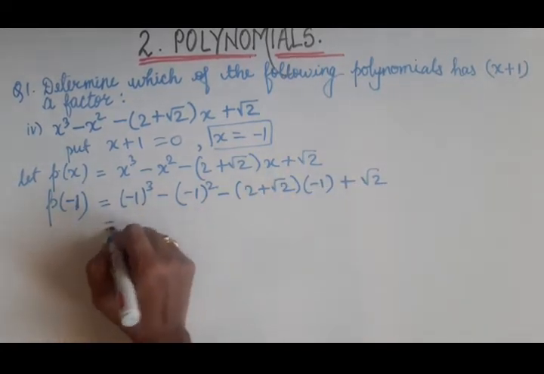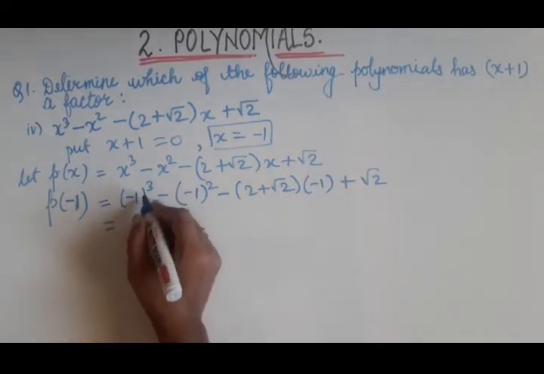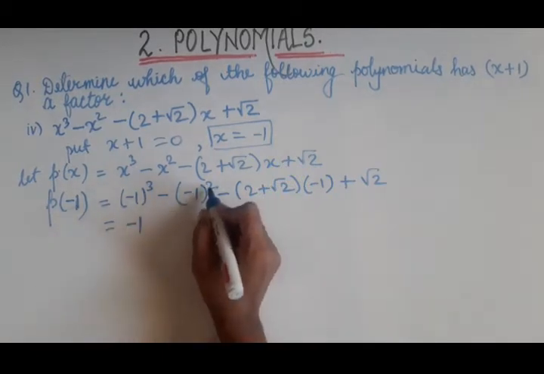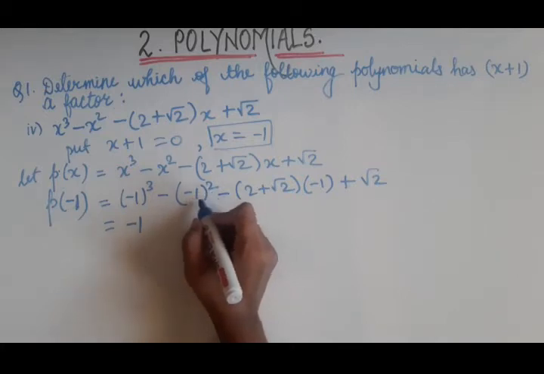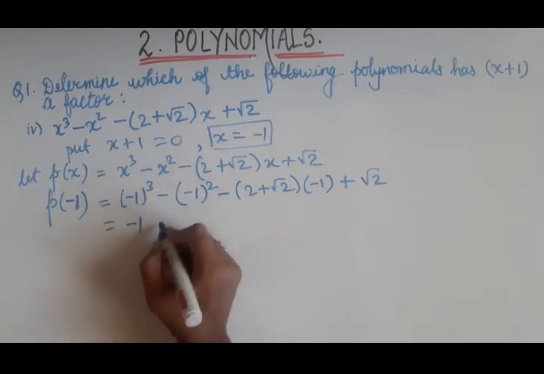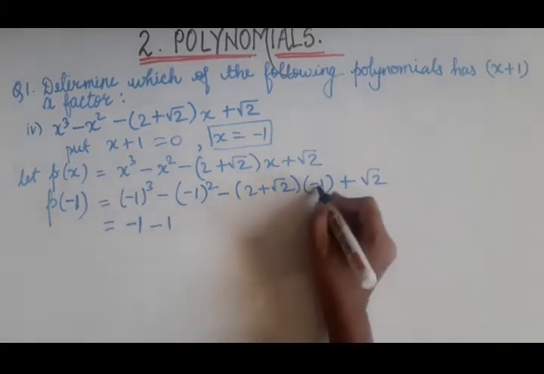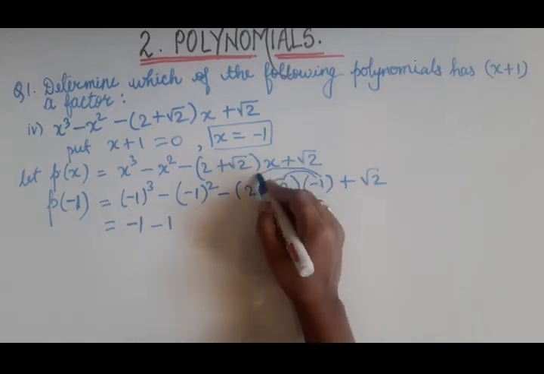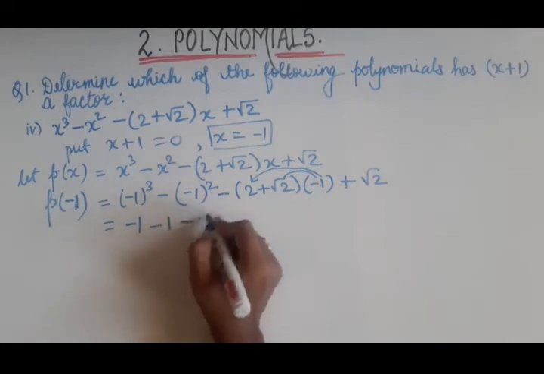Now solve it. So minus 1 cube, negative number raised to odd power, answer will be negative, so it will be minus 1. Then minus 1 square is positive, raised to 2, that means positive. So minus 1 square is 1. But that 1 is again multiplied here with minus sign, so it will be minus 1. Right. Now multiply this minus sign inside the bracket. So what you will get? This minus I will write as it is.